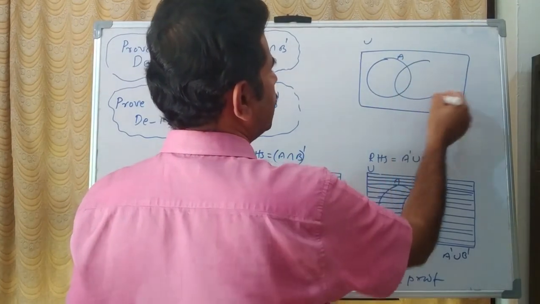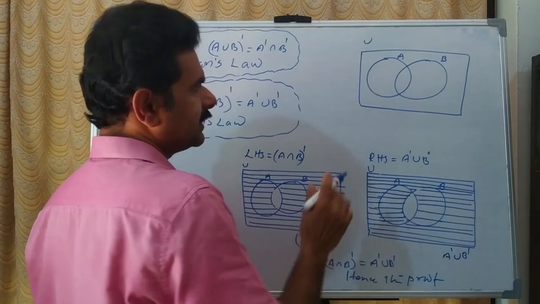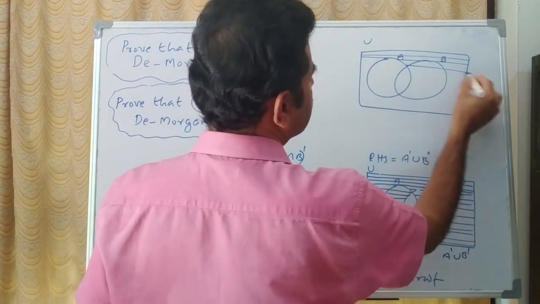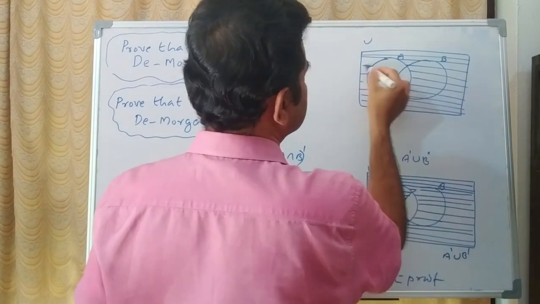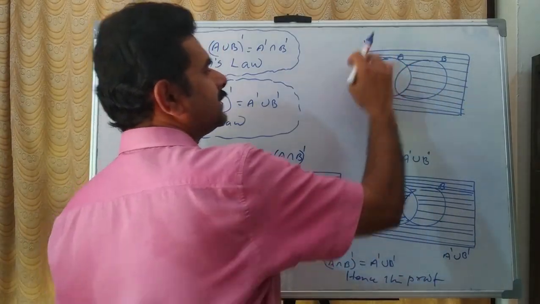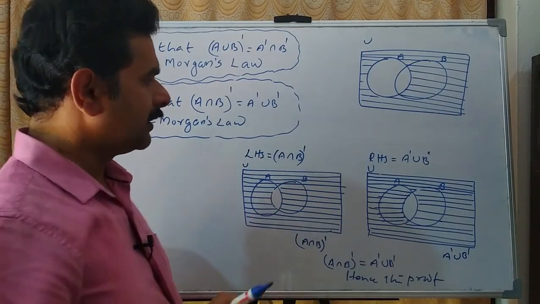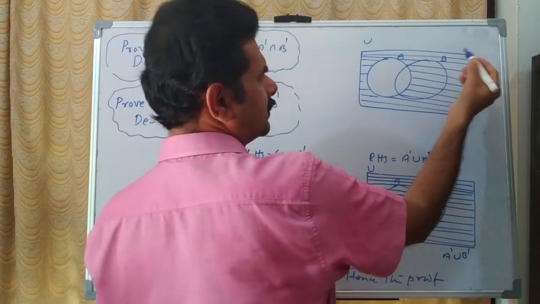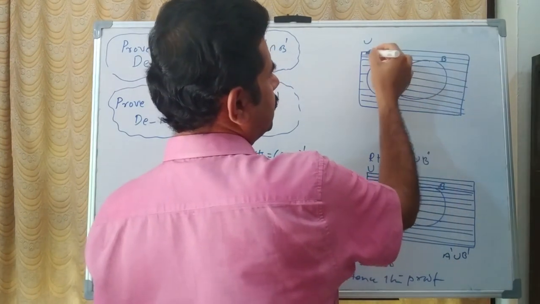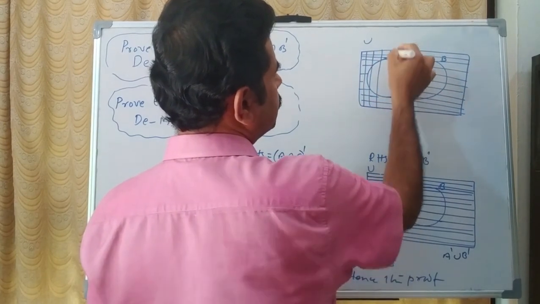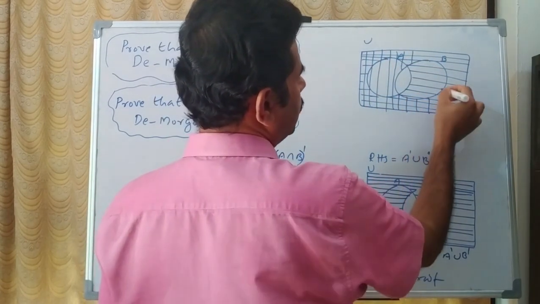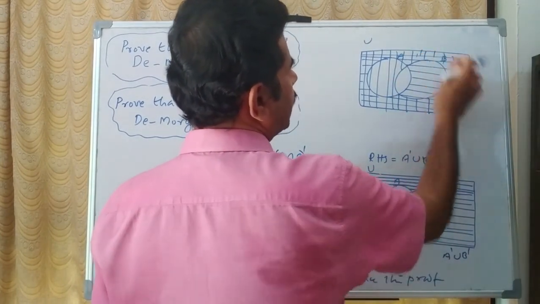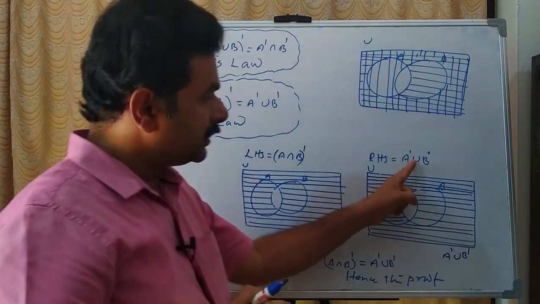A, it is B. What is A complement? Other than A. Other than A. Other than A. This A, other than A, A complement. Okay. Then what is B complement? It is B. Other than B. Let us take another shading to understand. Other shading. B complement. It is B complement. Other than B. Then their union.